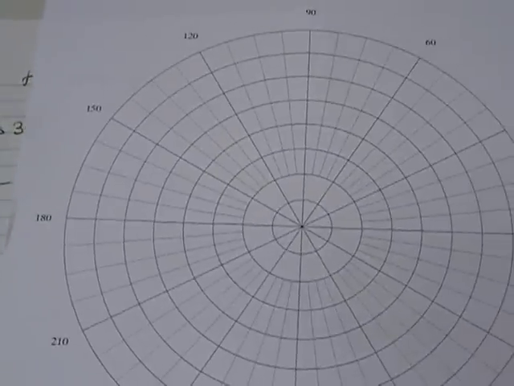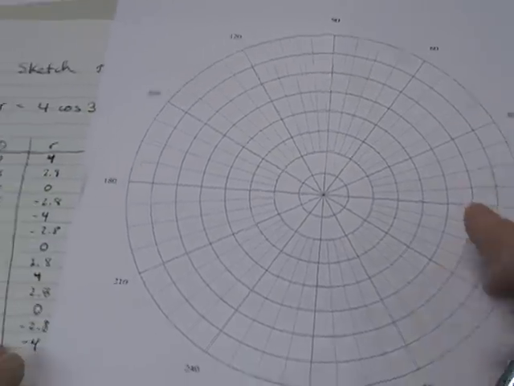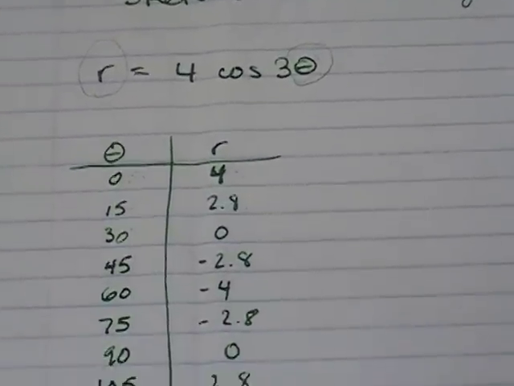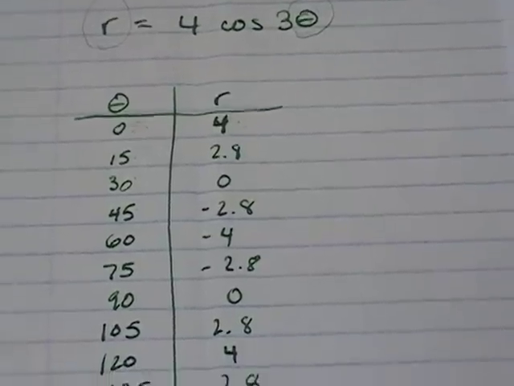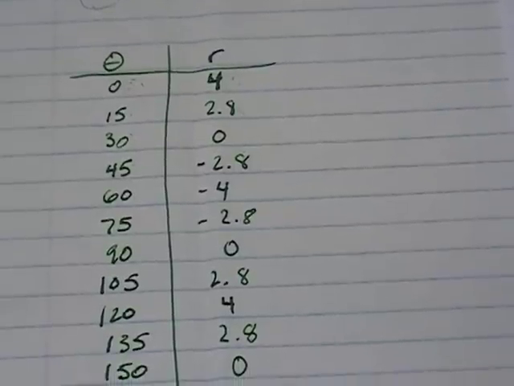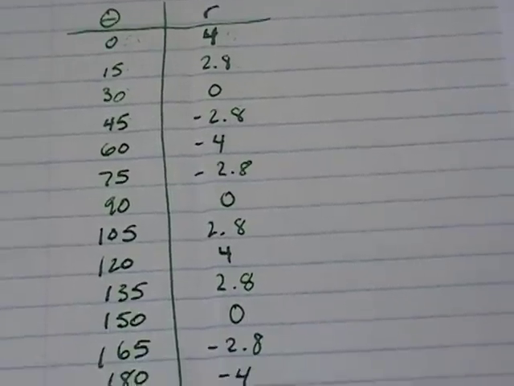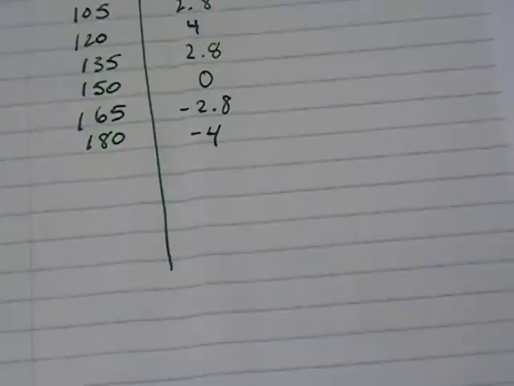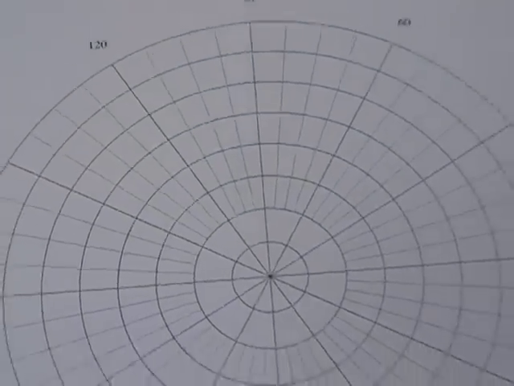Now, what I have to eventually do is plot these points on this graph paper. So take a look at those points for a second: 0, 4; 15, 2.8; 30, 0; 45, negative 2.8; 60, negative 4; 75, negative 2.8; 90, 0; 105, 2.8; 120, 4; 135, 2.8; 150, 0; 165, negative 2.8; and 180, negative 4. I'm going to plot each of those points on this polar graph paper.